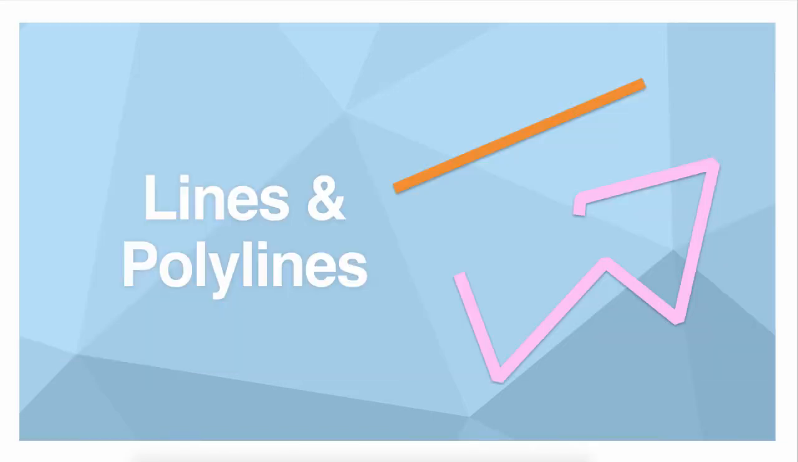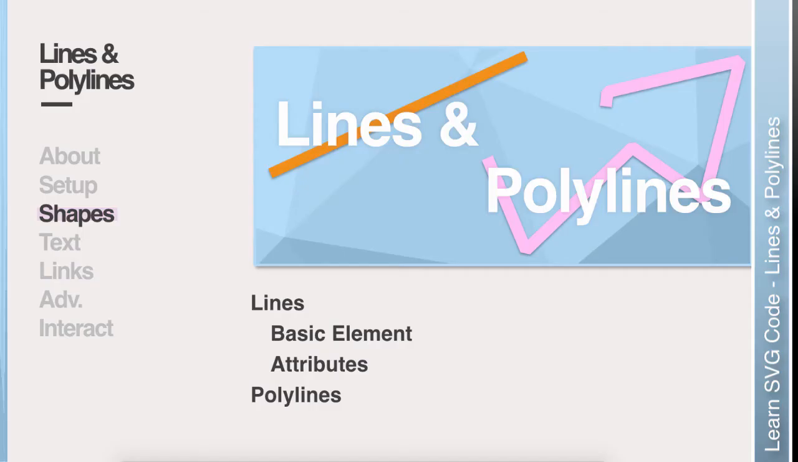So most people are familiar with the term line already, right? It's just 2 points connected. Polylines, maybe you're not as familiar with. It's essentially a line that goes through multiple points. So below here you have a polyline in pink. So it has all of these different points that this line is connecting to. It's not a straight line. So we'll go over the line first, basic elements, attributes, and then we'll do the same thing with polylines.